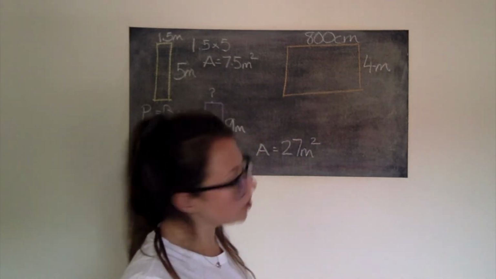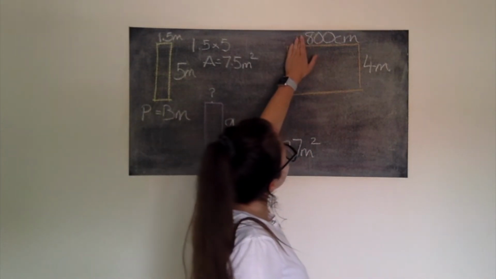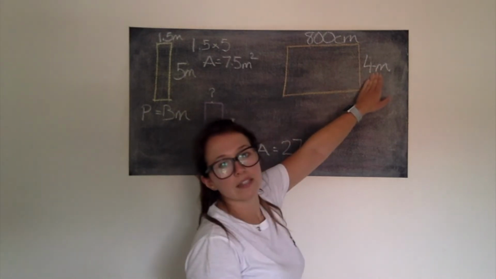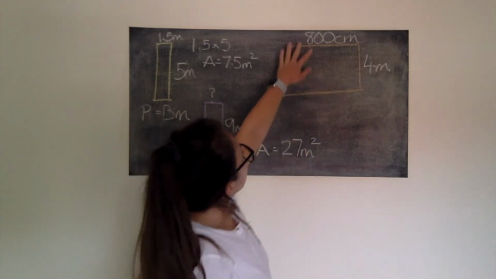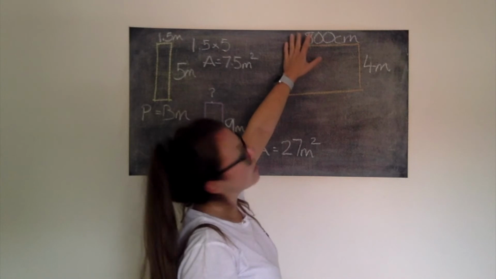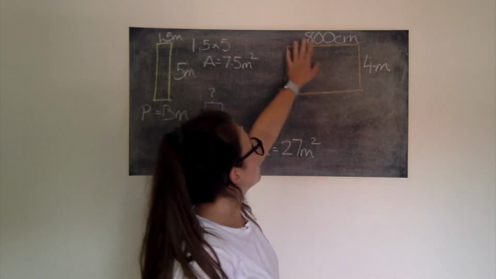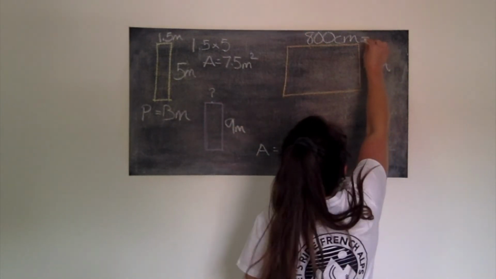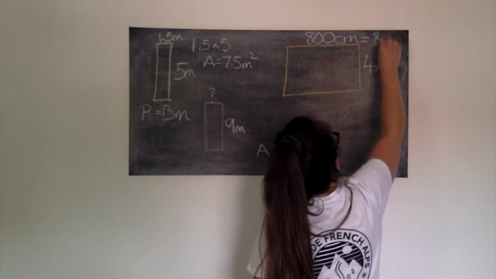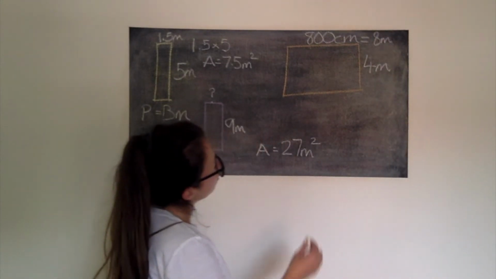So before I started with this one, we've noticed that one of our lengths is in centimetres and the other is in metres. So I would turn this into metres first, or you could turn this into centimetres. But 800 centimetres is the same as 8 metres. Then we've got two nice whole numbers to work with.